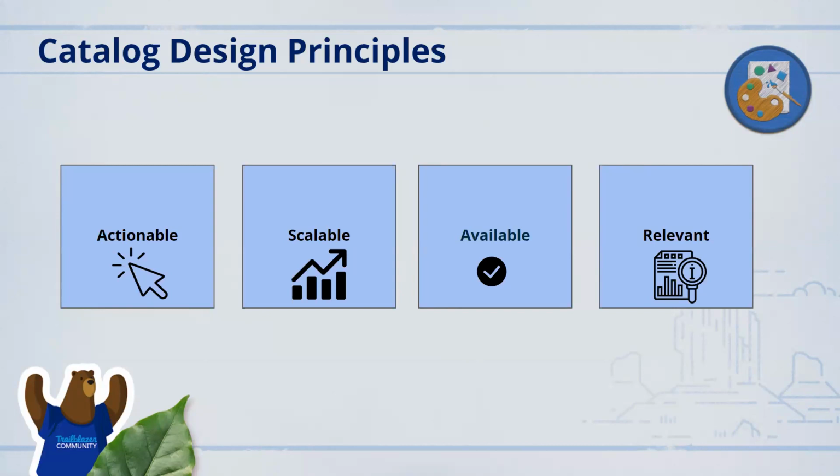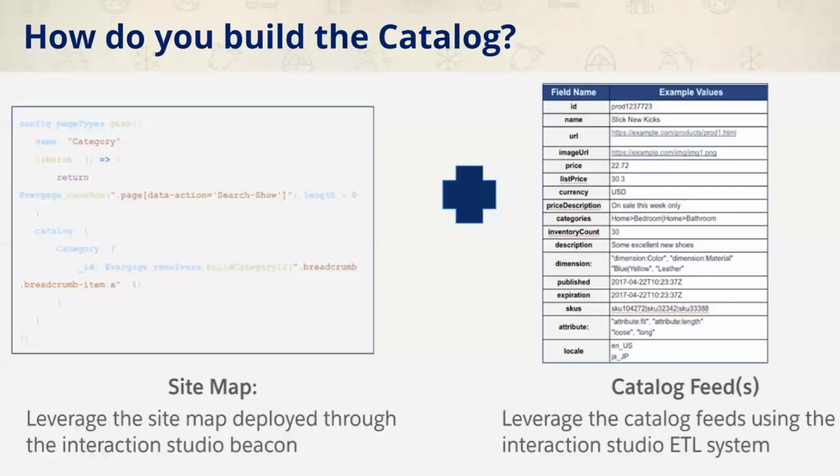Now that we've seen what a catalog might look like, and some of those design considerations and principles you should follow, a question that you might be having right now is, how do you build that catalog? The catalog can be built in 2 ways. The data could be populated in the catalog, so it can be ingested through the sitemap or through catalog feeds using the ETL system.